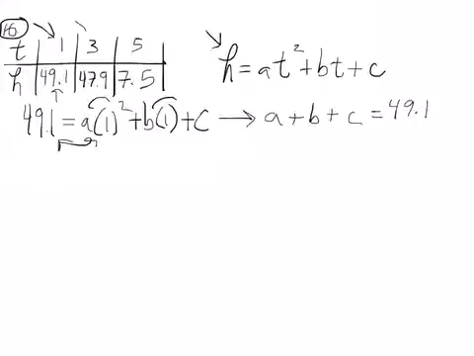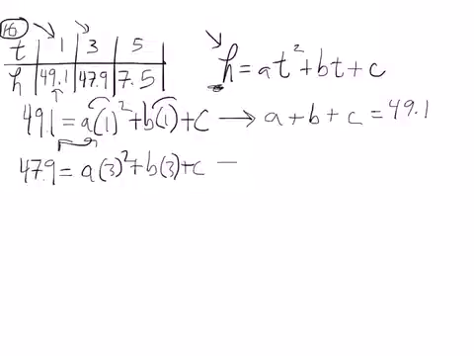My second instance is when T is 3. When T is 3, H is 47.9. So I have 47.9 equals A times, well, T is 3, so that would be 3 squared, plus B times 3 plus C. Let me think about what that turns into. 3 squared is 9, so 9A plus 3B plus C equals 47.9.